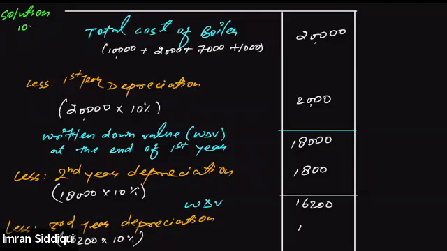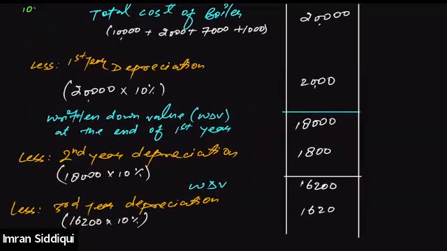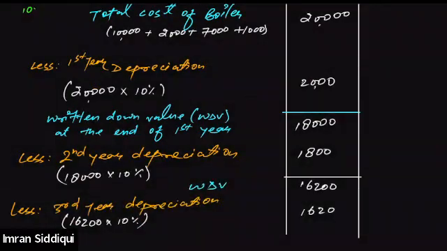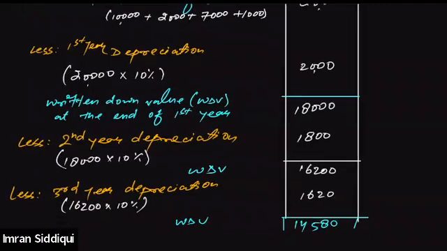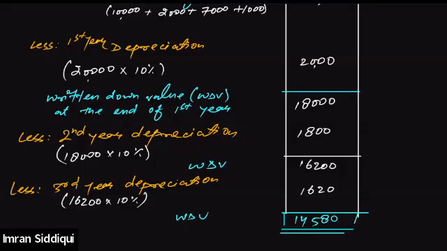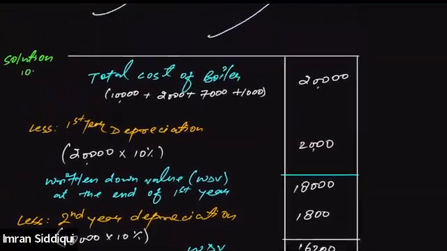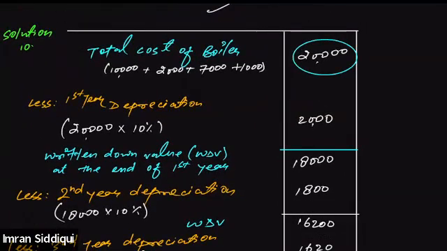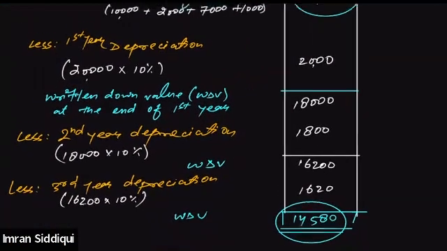It will be 1,620. And subtracting this, we will get the closing value of the third year. So WDV of the third year will be 16,200 minus 1,620, right? Which is 14,580. So at the end of the third year, the value of the boiler will remain 14,580. However, at the beginning of the first year, it was 20,000. So after 3 years period, the boiler will depreciate to 14,580.